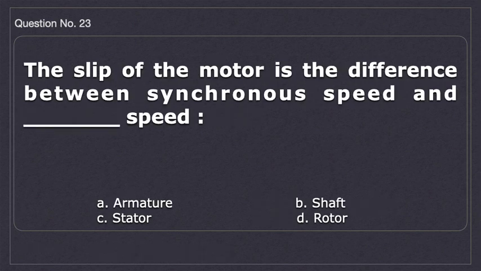Question number 23. The slip of the motor is the difference between synchronous speed and blank speed. A. Armature, B. Shaft, C. Stator, D. Rotor. Answer: D. Rotor.